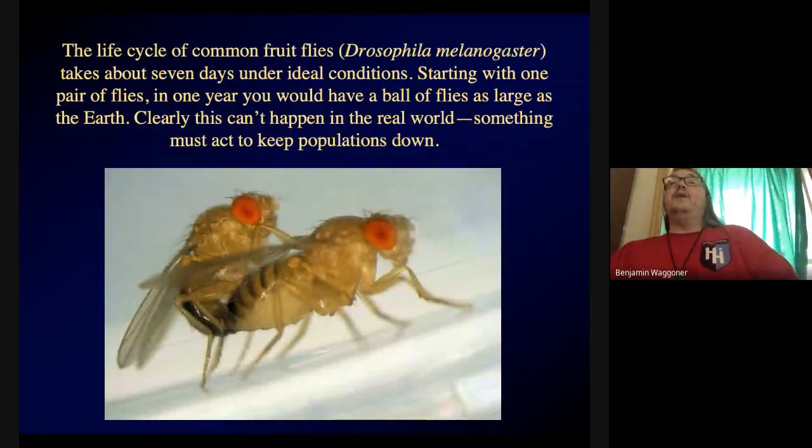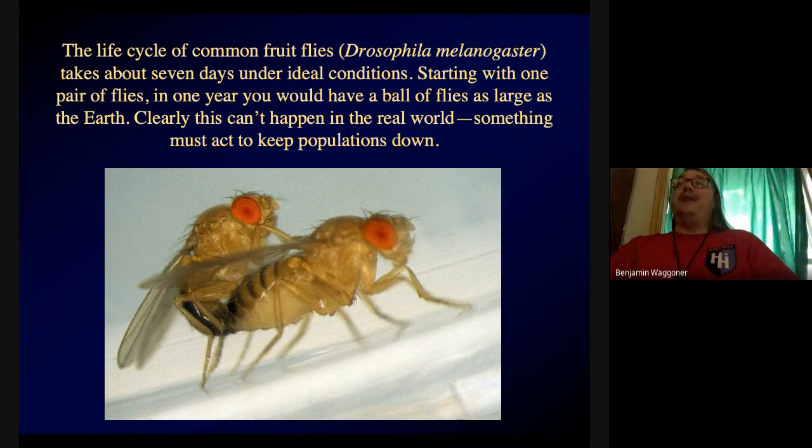The life cycle of a common fruit fly takes about 7 days from egg laid to sexually mature adult. If you started with a single pair of flies, in 1 year, you'd have a ball of flies the size of the earth.